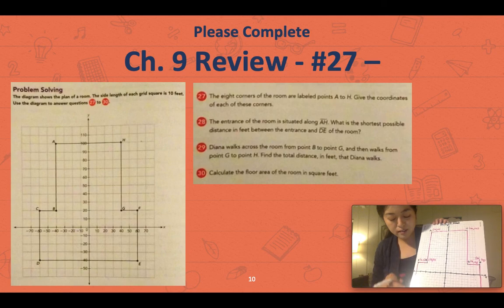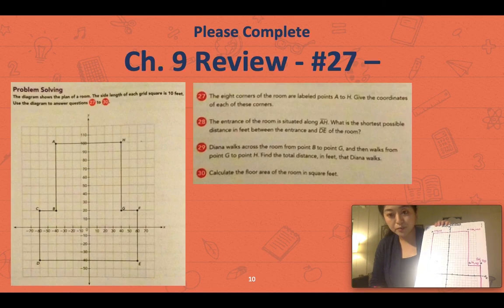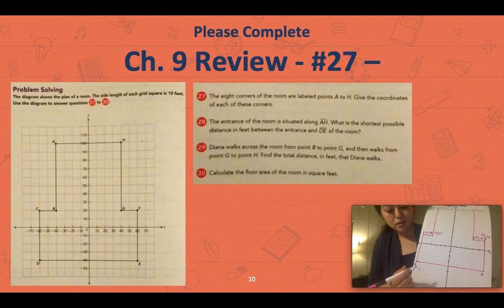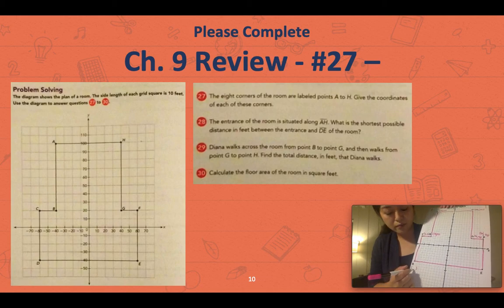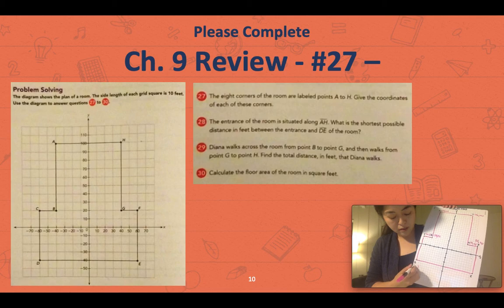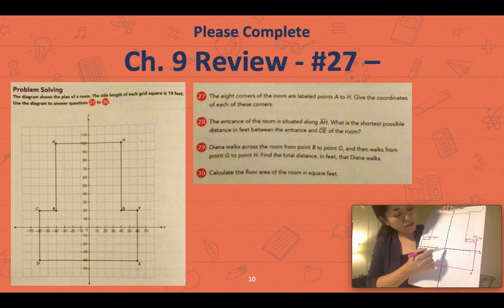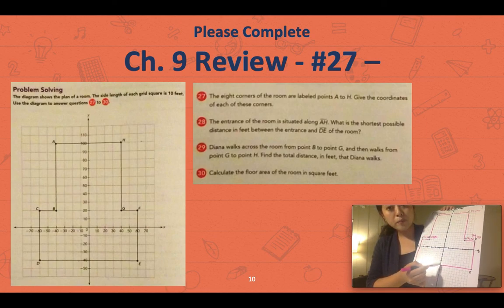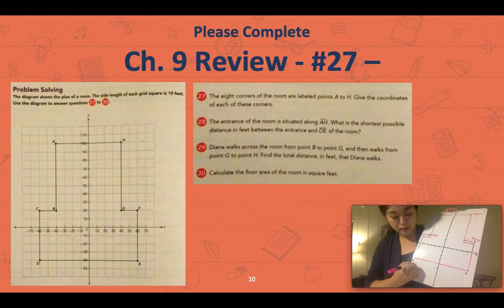Now D and C, it looks like they have the same x-coordinate. So I'm going to write the same x-coordinate, which is negative 60, and then the y-coordinate, I have to count this. So it's 10, 20, 30, 40, 40 feet below 0. So that's represented as negative 40.